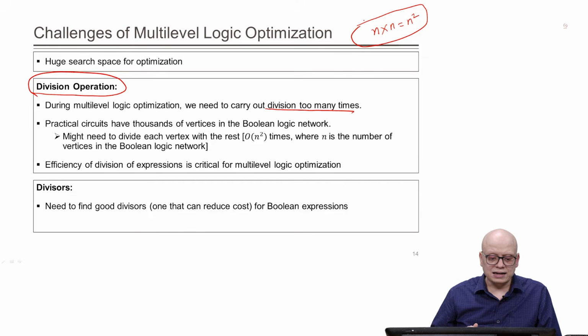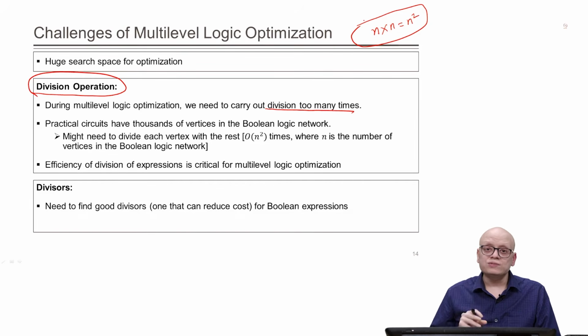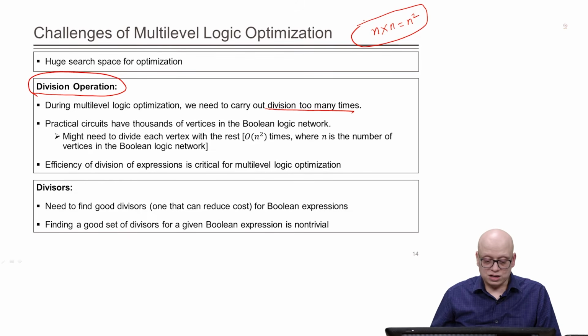The other thing is, what are good divisors for a Boolean logic network? So, for each vertex we need to find good divisors, meaning that if we take that out, do an extraction or substitution, then it will lead to some improvement in the QoR measure, right. So, we need to extract good divisors from the vertices, and this is a challenging task, right. So, finding a good set of divisors for a given Boolean expression is non-trivial.